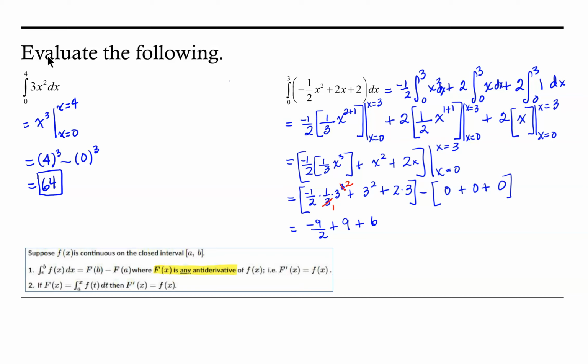And let's get a common denominator of 2. So -9/2, 9 is 18/2, and 6 is 12/2. And with that common denominator, I have positive 30 halves minus 9 halves. So positive 30 minus 9 is positive 21 halves, which is the value of this definite integral.